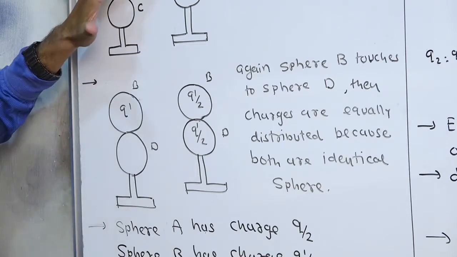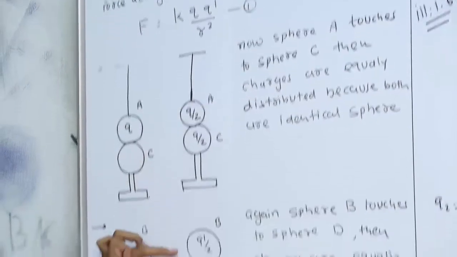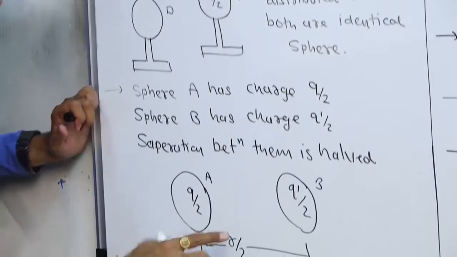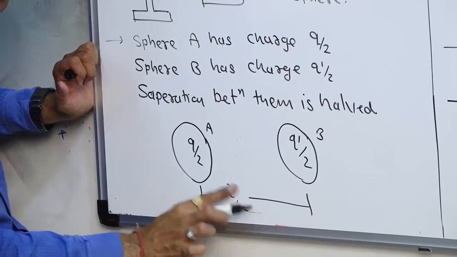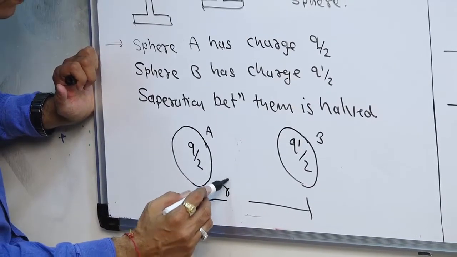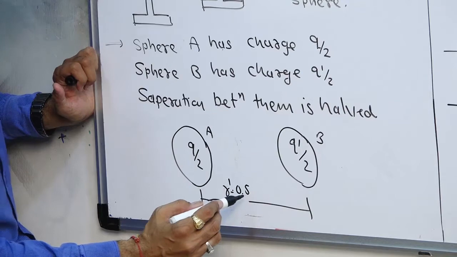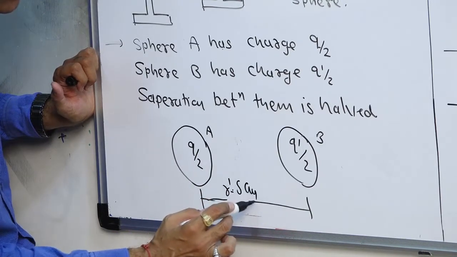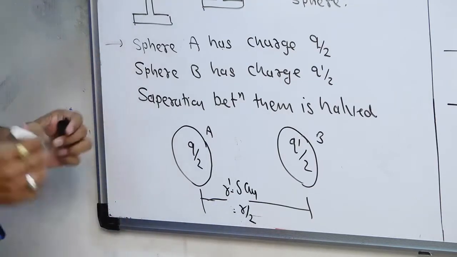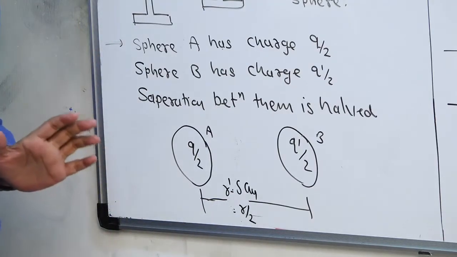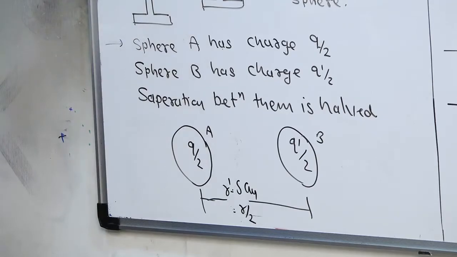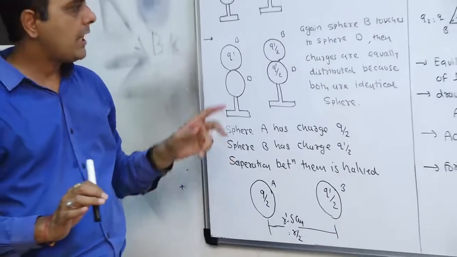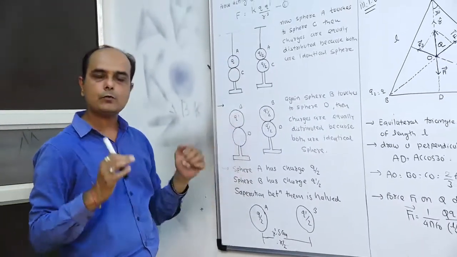Now sphere A has a charge Q by 2 and sphere B has a charge Q dash by 2. The separation between them is half. So the distance now, given by R dash, is 5 cm. That distance is R by 2. The initial distance was 10 cm, and the next distance is 5 cm. That distance becomes half. The charges on sphere A and sphere B also become half.